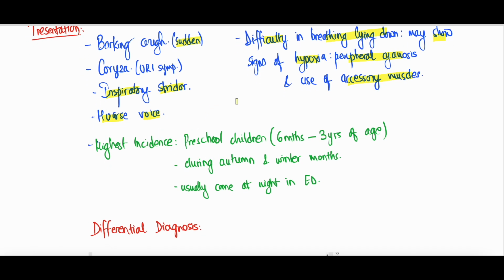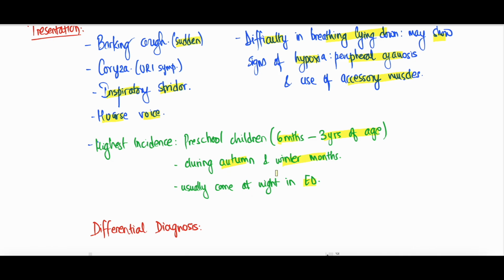So the highest incidence is between 6 months to 3 years of age. A typical history is that it is more common during autumn and winter months. So when the weather of the Dashain season starts, and in winter months, we see the highest presentation of croup. In the emergency department, the child usually presents with respiratory distress, usually at night. From 10 at night to 6 in the morning is when the most common visits of children with croup come.